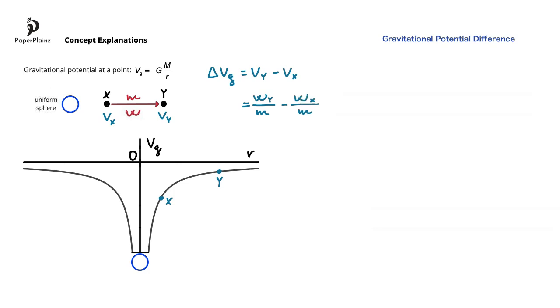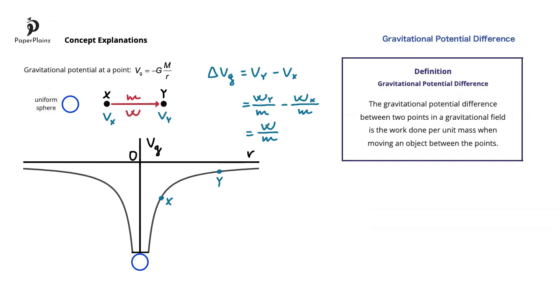Of course, Wy here is the work done when bringing the object from infinity to Y, and Wx is the work done when bringing the object from infinity to X. The key here is that Wy minus Wx gives us the work done when moving the object from X to Y, so simplifying, we get W over m. Based on this, we can define gravitational potential difference between 2 points in a gravitational field as the work done per unit mass when moving an object between the points.